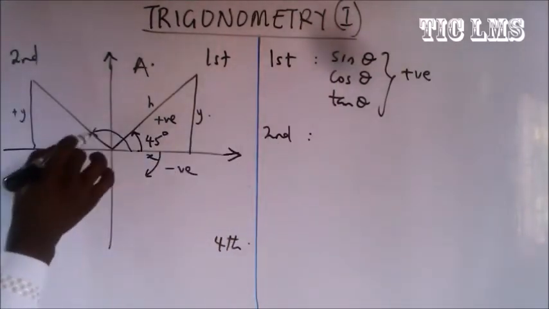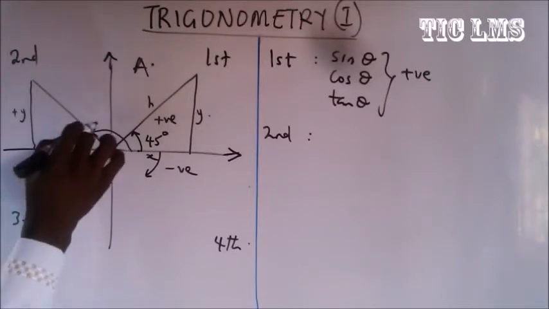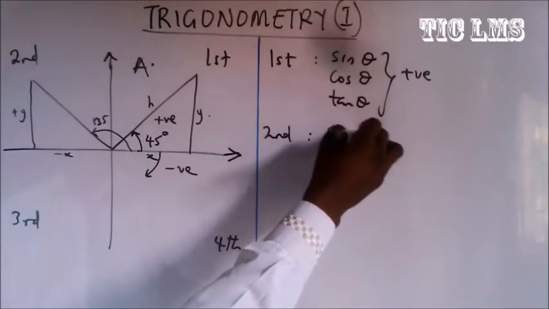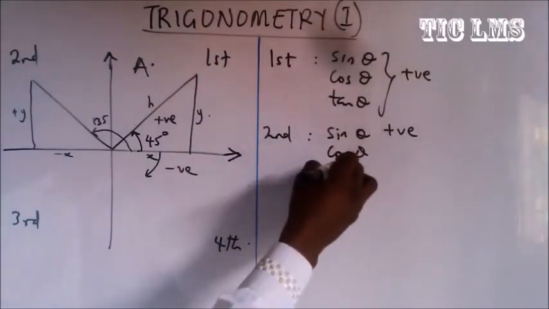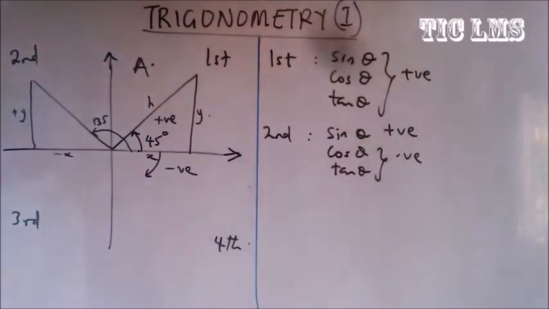So sine theta, the theta is going to be, if for instance it is 135 degrees, we have that sine theta is going to be positive, while cos theta and tan theta will happen to be negative at the second quadrant.